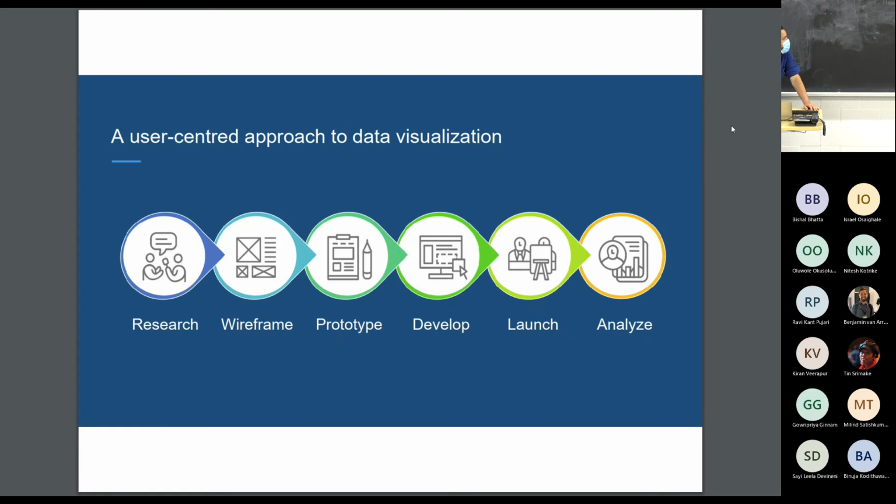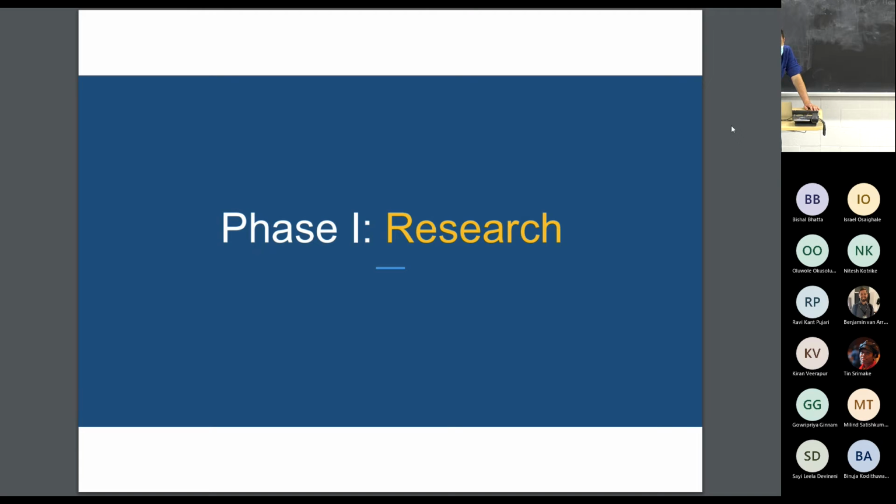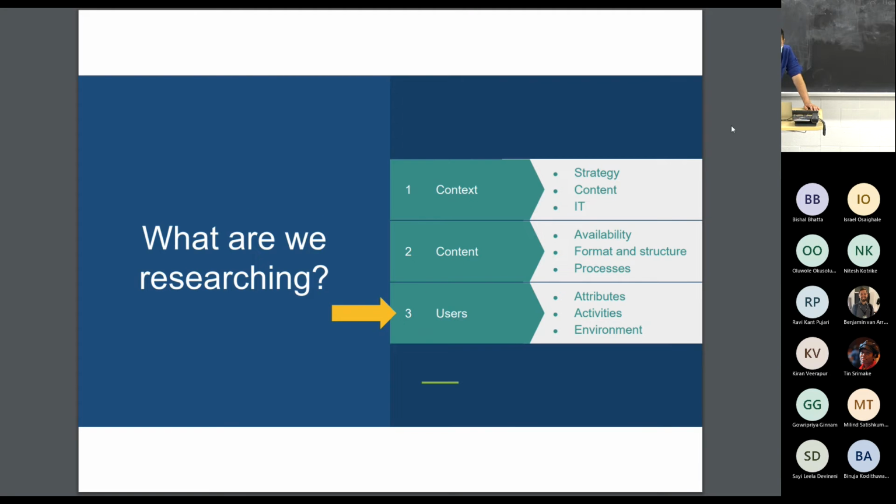So phase 1, going back to this, right? We've got 6 phases here. Phase 1 is research. What are we researching? We're researching our users, right? So we want to know what their idea of a healthy, active lifestyle is. So the attributes of that, the activities, the environment that they're going to be using this dashboard in.